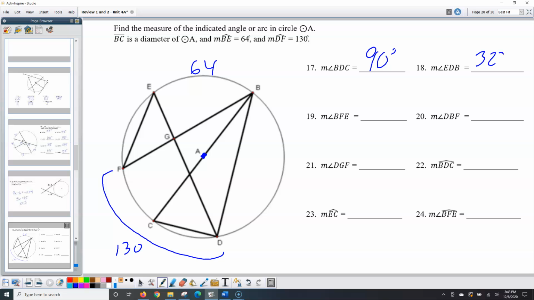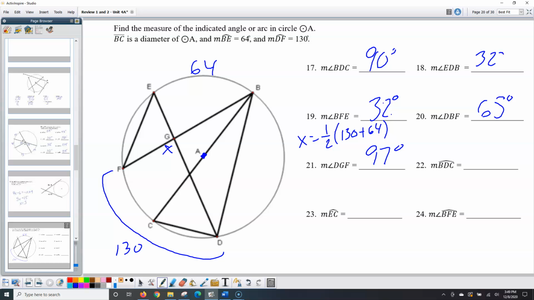Angle BFE opens up to the 64 as well. So I'm going to say 64 divided by 2 and get 32 right here. Angle DBF opens up to the 130. I'm going to say 130 divided by 2 is 65. Angle DGF, we're going to come back to that one. Well, let's do it right now. DGF, that's right here. Let's put an X right there. That's one of those interior angles. So I'm going to say the angle x equals 1/2 big arc plus the small arc. That's 194. That's 97 degrees.